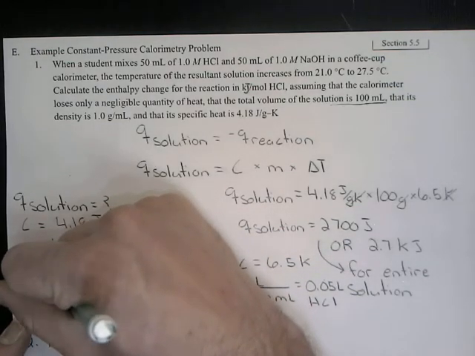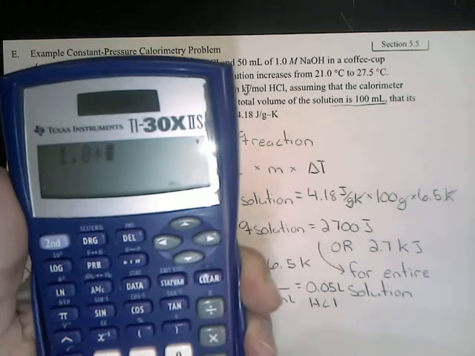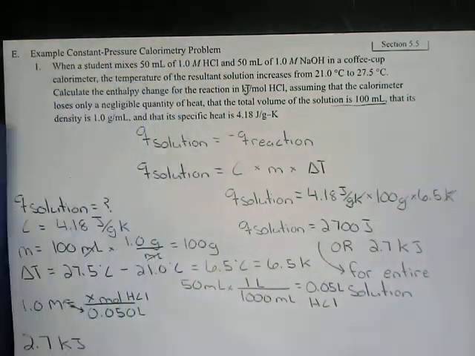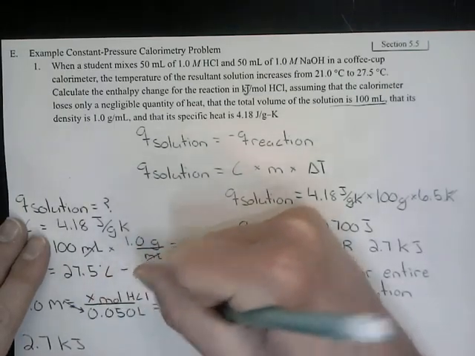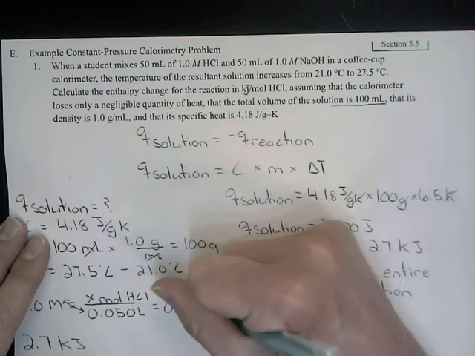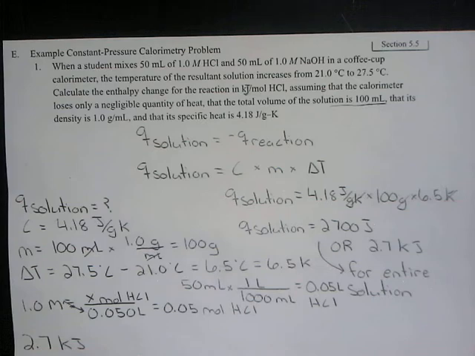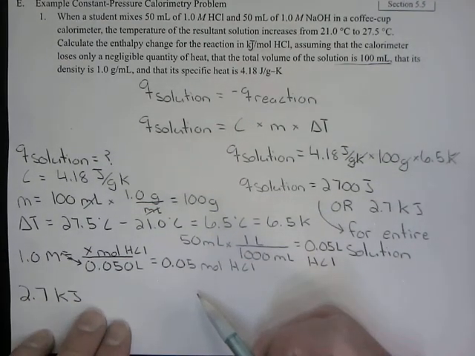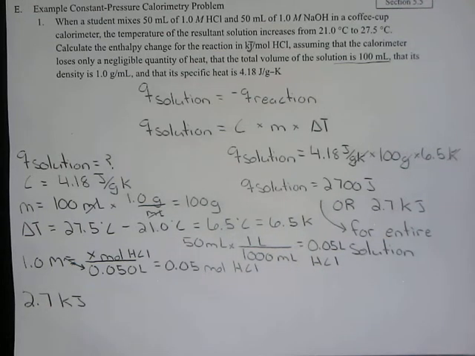So all we need to do to find our moles of HCl is a little cross multiplication. We're going to take 1.0 times 0.050, which equals 0.05. That means we have 0.05 moles of HCl. And now we can plug this value down here for our final value that we get.